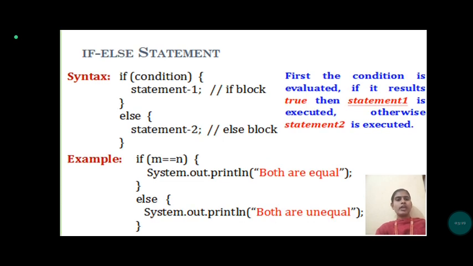Next, the second one, if else statements. Here we have the syntax: if condition, statement 1 in the if block, else statement 2. The condition is evaluated. If it results true, then statement 1 is executed, otherwise statement 2 is executed. For example, if m is equal to n, System.out.println both are equal, else it prints System.out.println both are unequal.